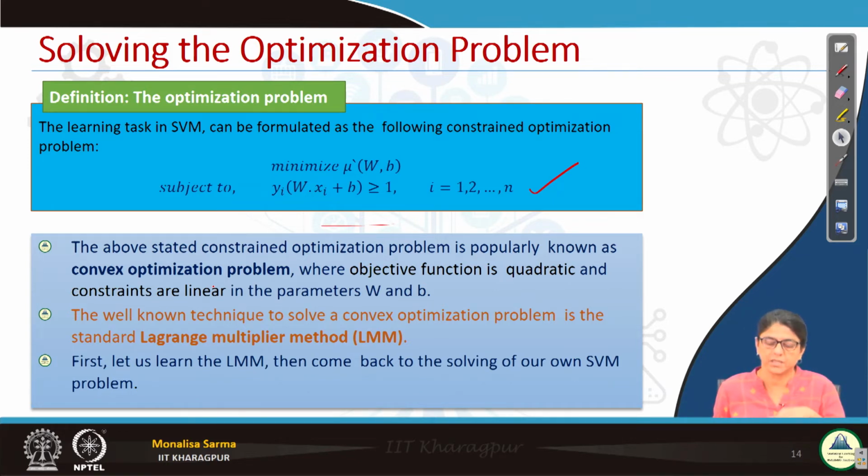Once we know this Lagrangian multiplier method, then we will use it to find out. Our objective here is to find the SVM, which means our objective is to find the maximum margin hyperplane. Essentially we need to find W, we need to find B, isn't it? We need to find the support vectors. Those are the things we need to find out. For that, we have formulated it as an optimization problem. What is the optimization? Minimize this subject to this.